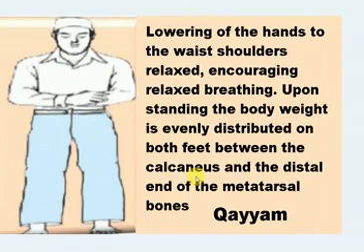And the second is called Qiyam. What is the Qiyam? Qiyam is the lowering of the hands to the waist, with shoulders relaxed, encouraging relaxed breathing. The body weight is evenly distributed, and you try to distribute your weight to both feet. This is called Qiyam.